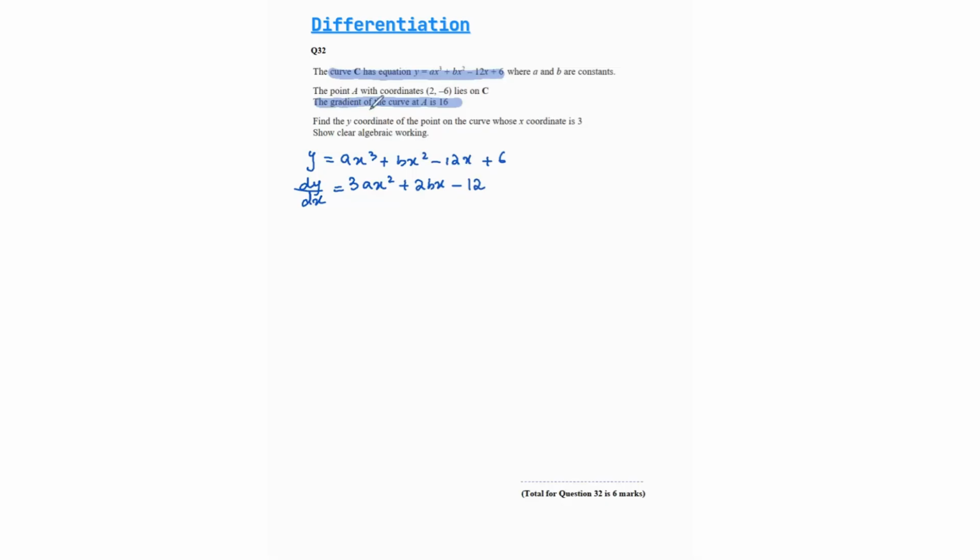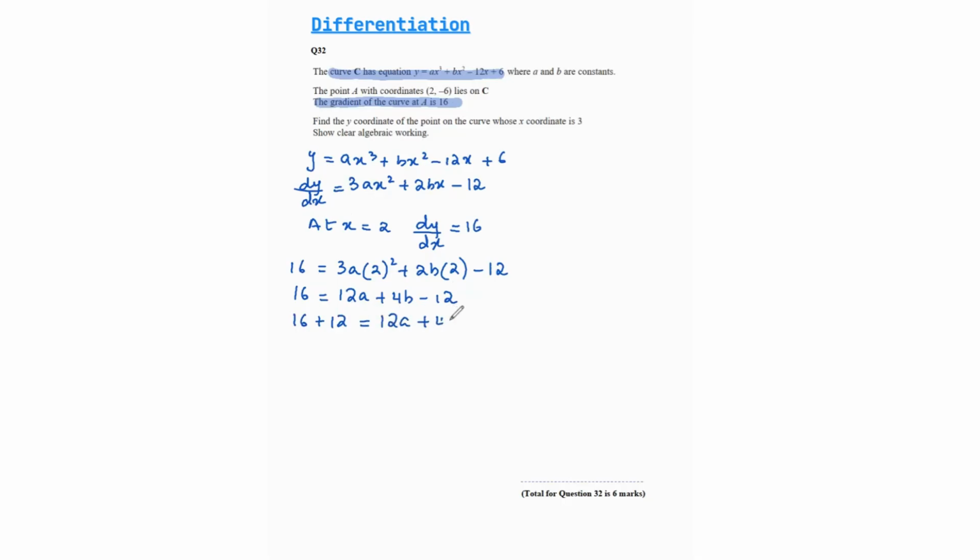Now it's said that the gradient of the curve at A is 16. So that means at x equals 2, because for point A, the x coordinate is 2, dy by dx is 16. So that means 16 equals 3a times 2 squared plus 2b times 2 minus 12. 16 equals 12a plus 4b minus 12. 16 plus 12 equals 12a plus 4b, which is 28 equals 12a plus 4b.